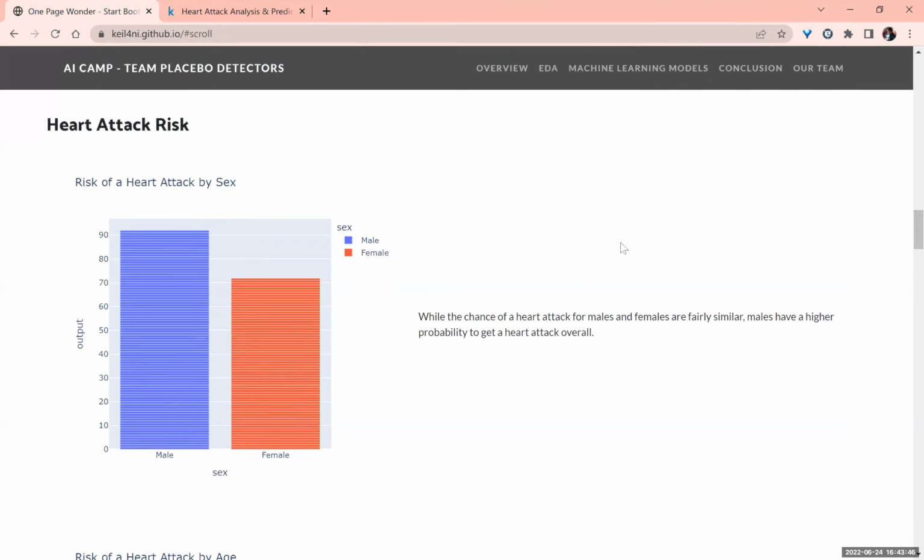We made graphs for the variables age and sex to see how much they affected the chance for someone to have a heart attack and see which type of people had the highest risk. This is the graph for risk based on sex. It shows that the chances are similar for both males and females, but males have the highest probability overall.